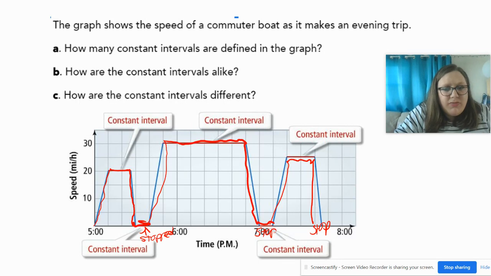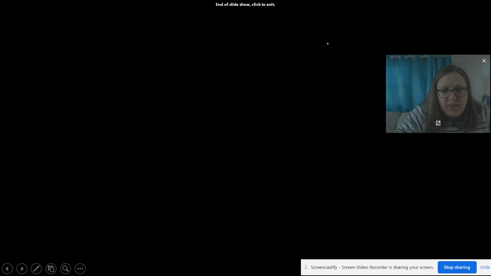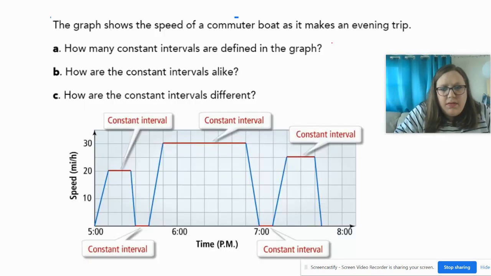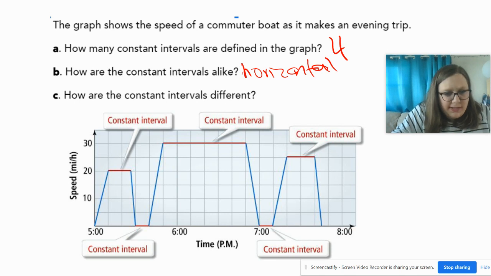How many constant intervals are defined there? So we have 1, 2, 3, 4 constant intervals. And then, how are they alike? So they are all alike because they're all horizontal. They're all horizontal and they're all constant rates.